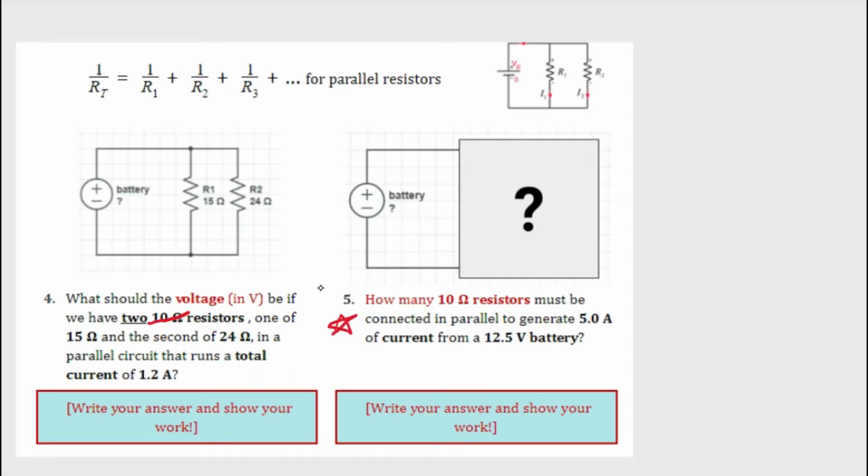How many 10 ohm resistors? So all our resistors are 10 ohms. How many 10 ohm resistors must be connected in parallel to generate 5.0 amps of current from a 12.5 volt battery? The resistances are unknown. We know our current and we know our voltage.